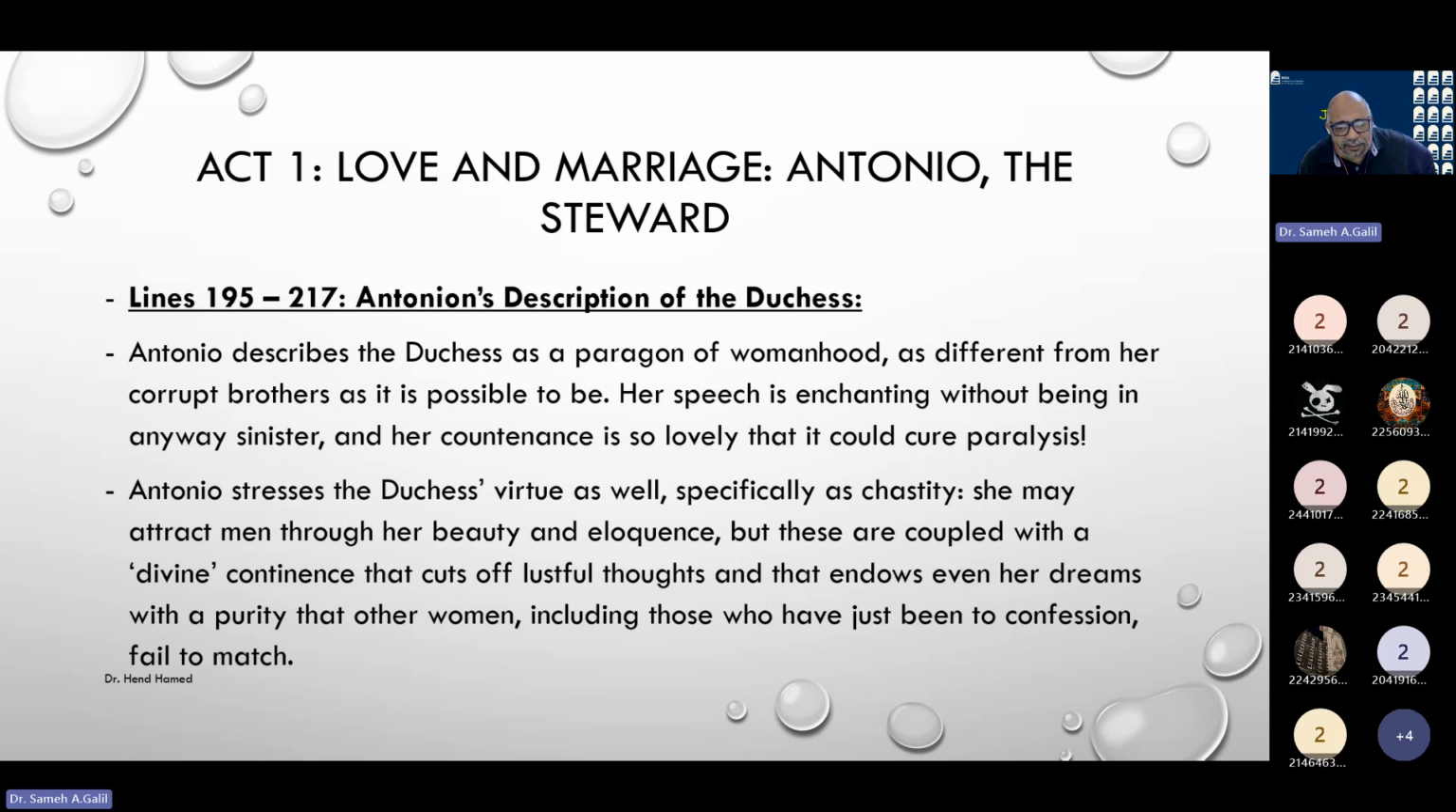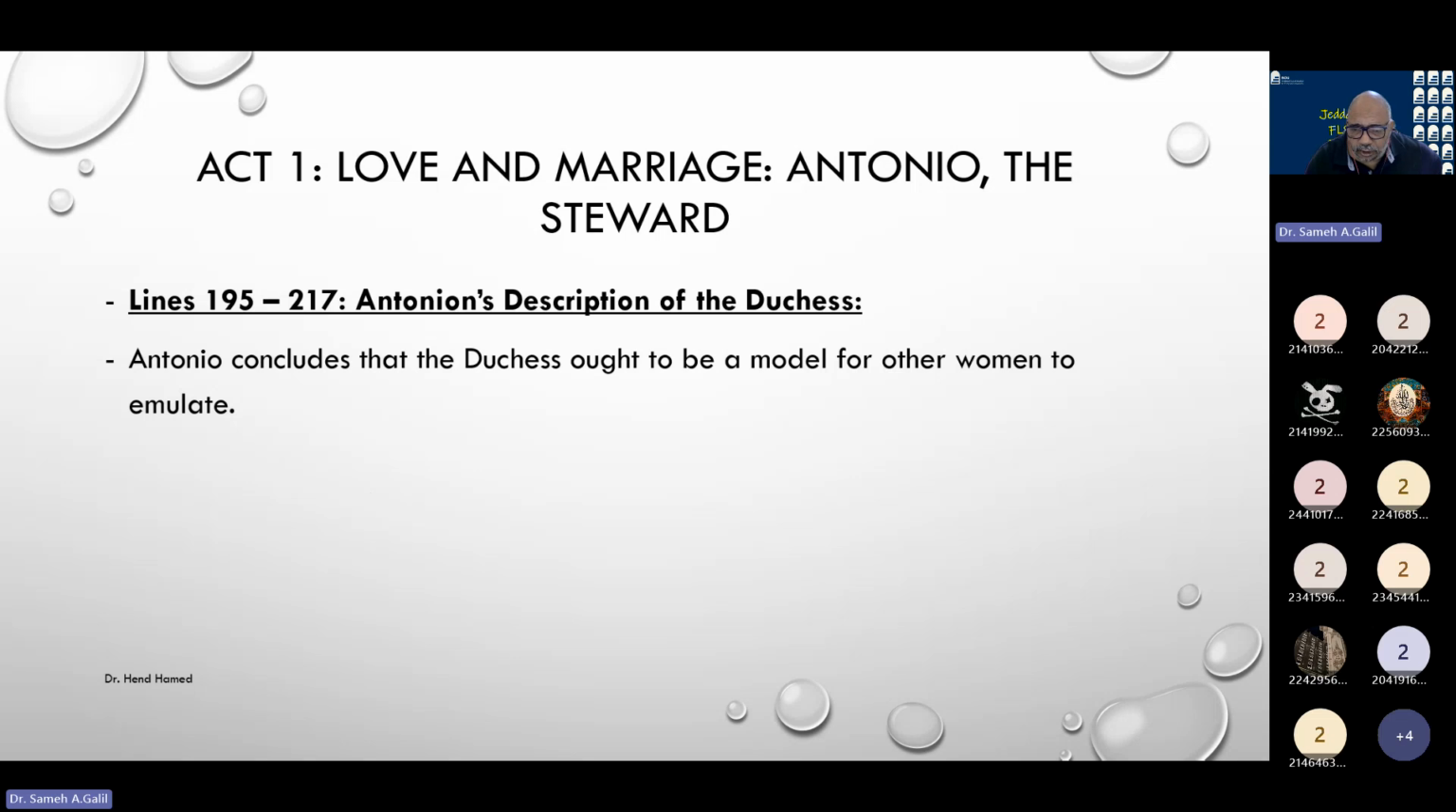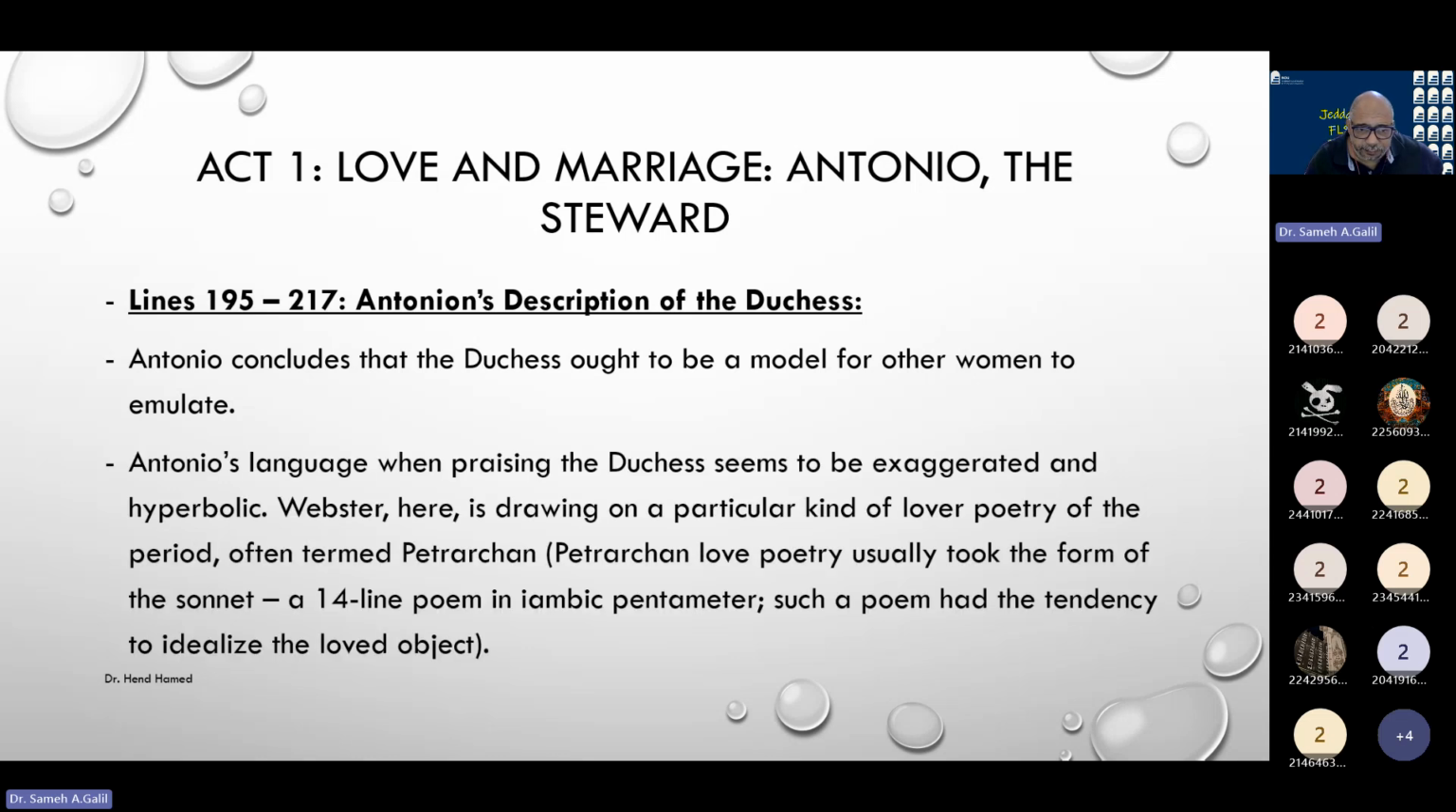He says that she may attract men through her beauty and eloquence, but these are coupled with a divine continence that cuts off lustful thoughts and that endows even her dreams with a purity that other women, including those who have just been to confession, fail to match. This is very hyperbolic indeed. It can also be very prophetic. Perhaps he was in love with her, and those are the words of a man in love. But obviously, he couldn't have told her that. Antonio concludes that the Duchess ought to be a model for other women to emulate and follow.